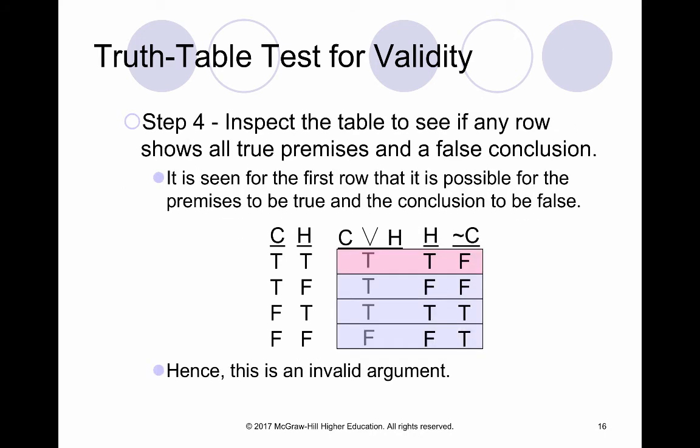Now that you've completed the table, you need to look at it to see if any row shows all true premises but a false conclusion. And yes, the first row has all true premises and a false conclusion. And a valid argument can't have that. So this argument is invalid. Now, it might seem like this would have been a valid argument, but it's not, because its structure, the form that it's in, is incorrect. Later in part 2 of this lecture, I'll show you different valid and invalid argument structures, and it's going to make more sense to you.